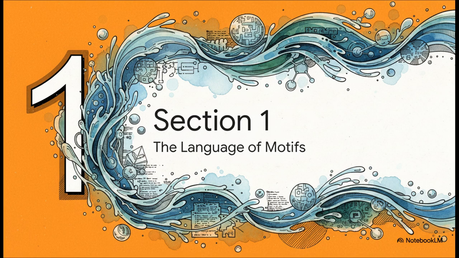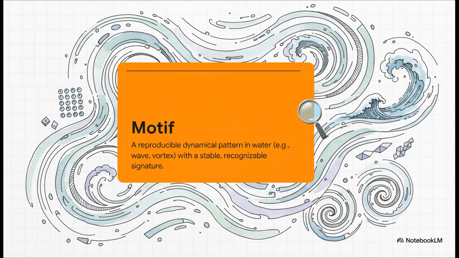Okay, so if we're going to treat water like a new kind of computer, how do you write the code? Well, like with any new form of creation, you first need a language. So that's step one, figuring out what in the world a language for water would even look like. And the basic building block of this language is something the paper calls a motif. I love the analogy here. Just think of a motif as a single letter in an alphabet. It's a specific pattern that you can create over and over again in the water, like a little standing wave or a tiny vortex. The key is that it's recognizable.